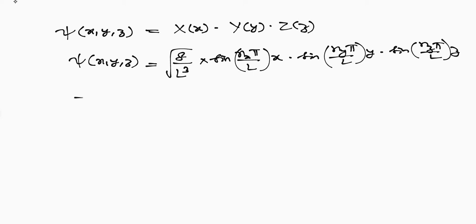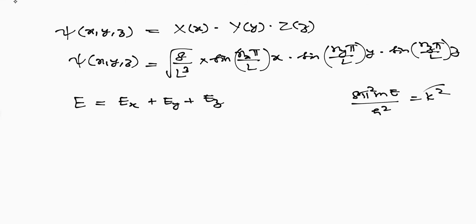What is the energy? You know, your total energy is nothing but the x component plus the y component plus the z component. The sum of these three will give you the total energy. And we all know that while solving the one dimensional box problem, we usually keep this term, that is 8 pi square m E, as equal to k square, then we find the possible values of k, and substitute that answer here. What is the energy expression for a particle in a 1D box? E is equal to n square h square by 8 m L square.